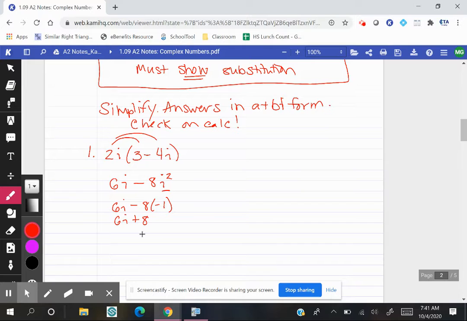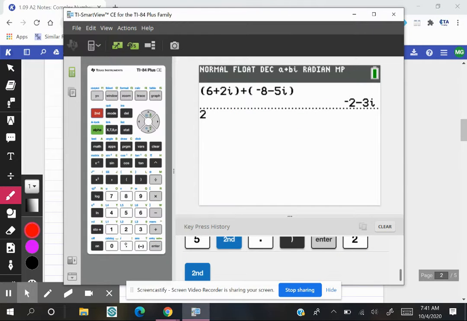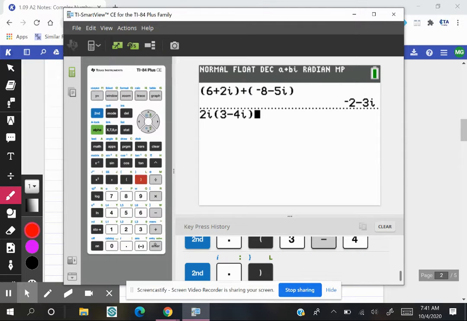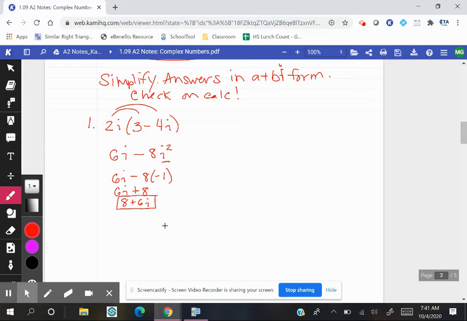Next issue is that it's not in a plus bi form. We have to have the i come second, so we just use the commutative property to switch it up, and we get 8 plus 6i. This can be checked right in your calculator. All you're going to do is type in 2i, and then your parentheses, 3 minus 4i, and it literally gives you the answer in a plus bi form. So no reason to be getting these wrong, because you can check them. Can I do them completely in my calculator? No. You have to show the work in order to get credit for it, but you're using your calculator as a check.